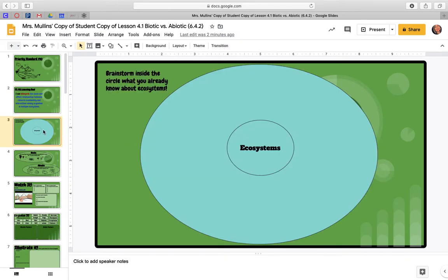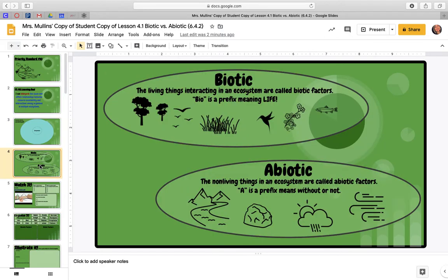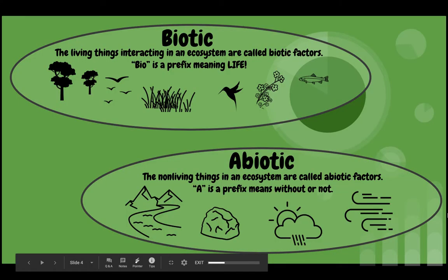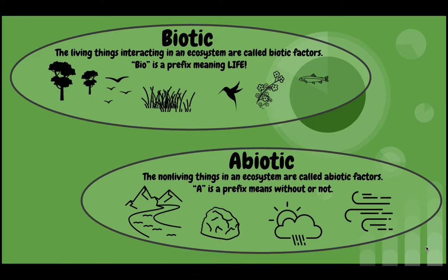The first thing I asked you to do is start thinking about what you already knew about this word ecosystem, and I asked you to type that in here. Maybe you knew a lot, maybe you didn't know anything at all. That's okay. This is pre-learning. You're just setting your thinking about where you are. The very first thing that we needed to look at, I'm going to put this in present mode here, is what is biotic and abiotic.